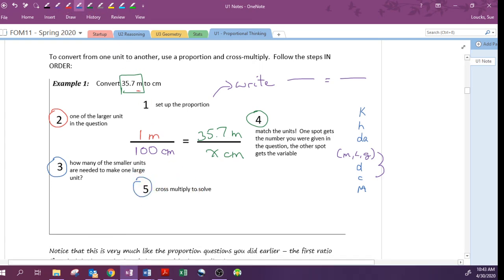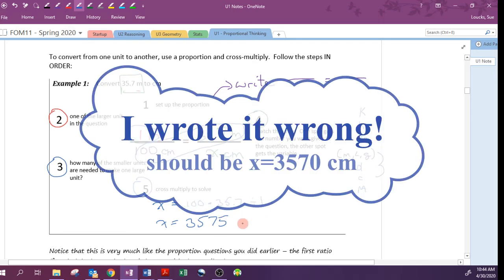All right. Last step. I'm going to cross multiply to solve. So x equals 100 times 35.7 divided by 1. Right? Multiply the pair, divide the spare. So you multiply the two numbers that are diagonal across the equal sign. Doesn't matter where the variable is, you're always multiplying the two that are diagonal across the equal sign, and you divide by the other one. And we get an answer, 3570 centimeters.